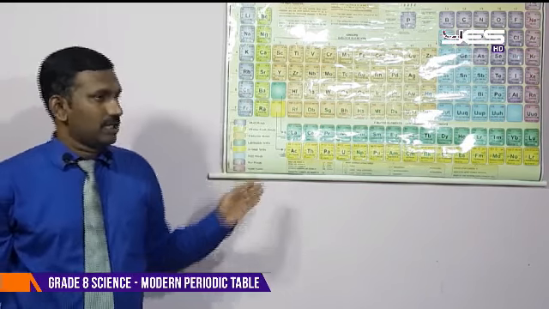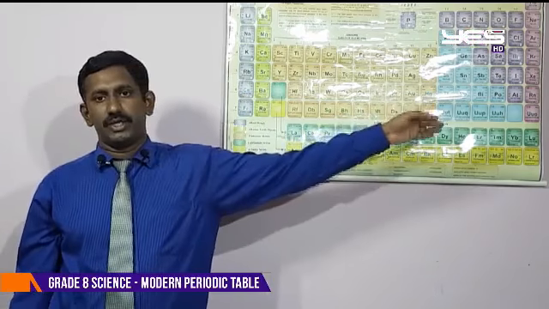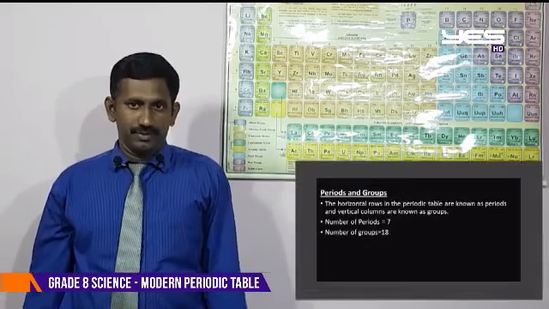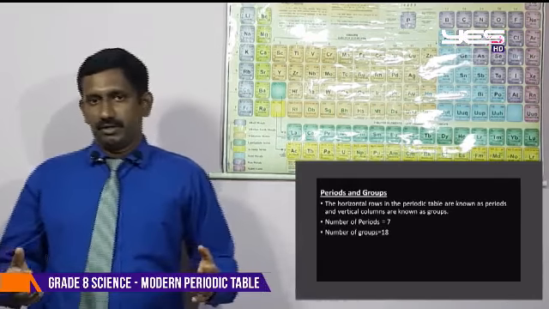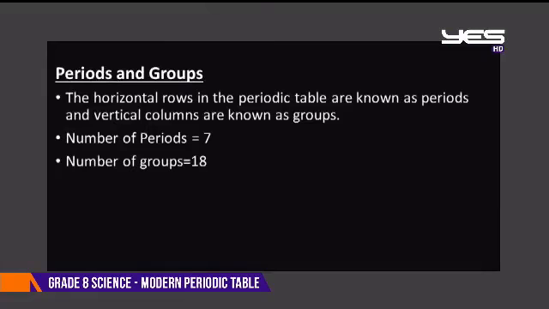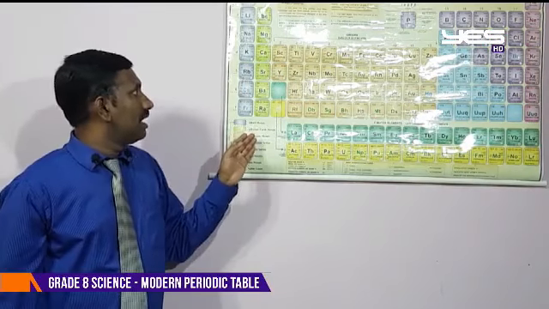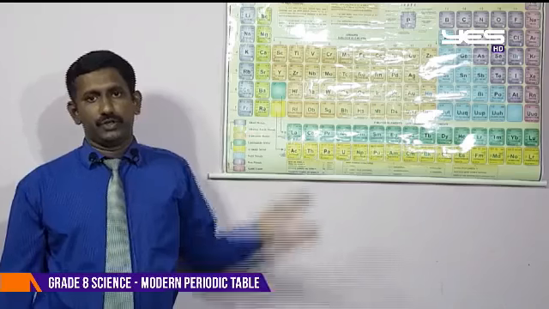This vertical columns. Vertical columns in the periodic table are known as groups, and horizontal rows in the periodic table are known as periods. One more time. So the vertical columns in the periodic table are known as groups, and horizontal rows in the periodic table are known as periods. So how many periods are there in the periodic table? In the modern periodic table, there are 7 periods, and how many groups are there? There are 18 groups.